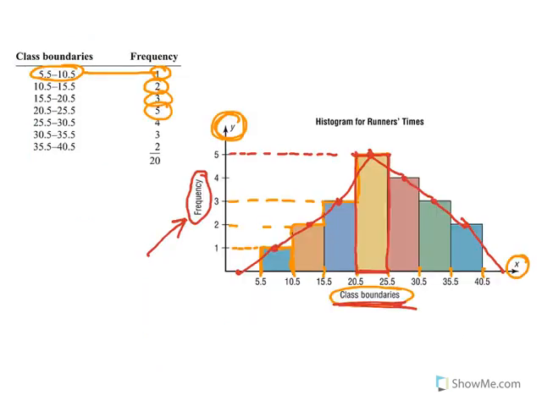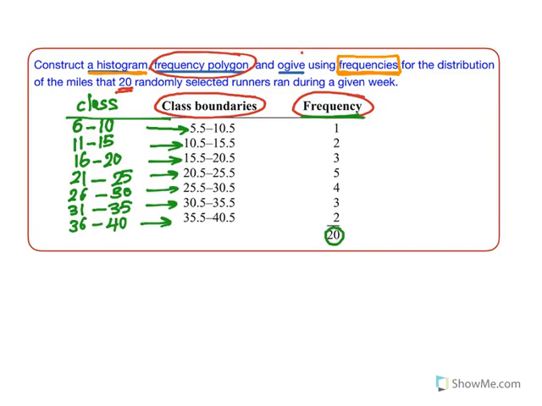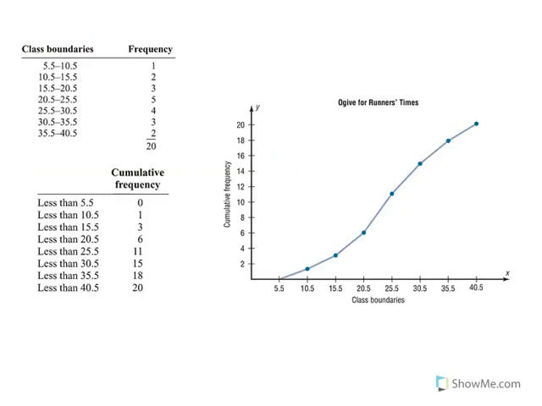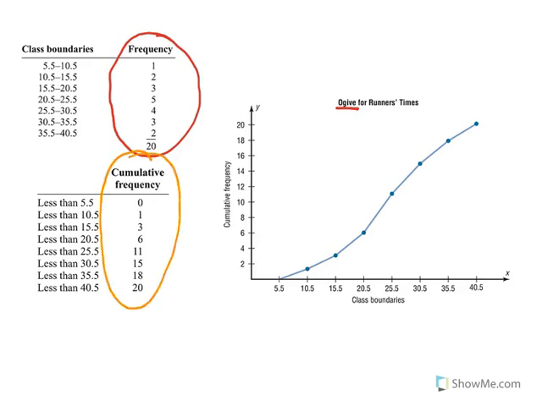The last one they asked us to do is the ogive. The ogive requires you to do the cumulative frequency. So this here is the ogive. Now from the frequency you can get what's called the cumulative frequency. And for the cumulative frequency, just notice one thing: we are changing from class boundaries to this. We say less than, less than, less than.